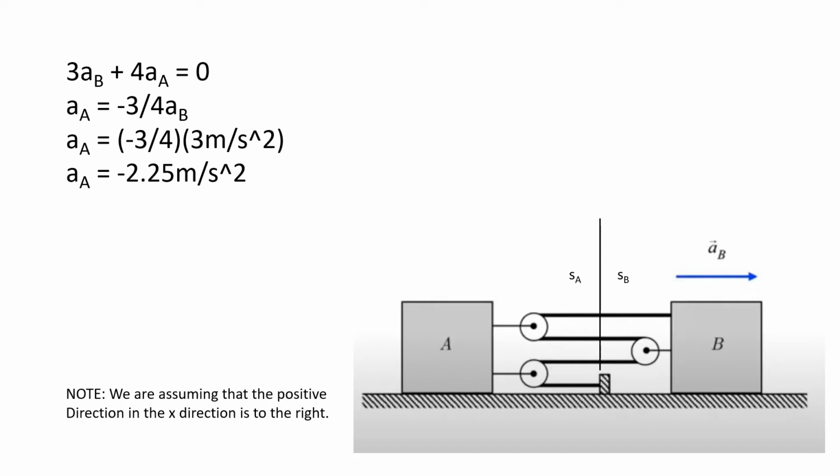The second part of this problem is to find the acceleration of block A. And since we have already derived the equation for acceleration, which is 3a_B plus 4a_A equals 0, all we have to do is simply solve this equation for a_A, which we got: the acceleration of A equals negative 3/4 a_B. And since the acceleration of block B was given in the problem statement, all you have to do is plug in the 3 meters per second squared into the equation, and then you get the acceleration of A equals negative 2.25 meters per second squared.